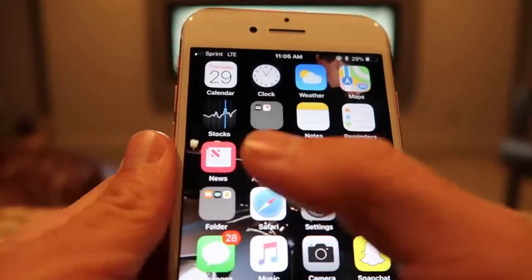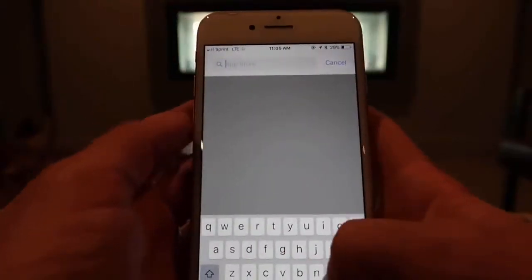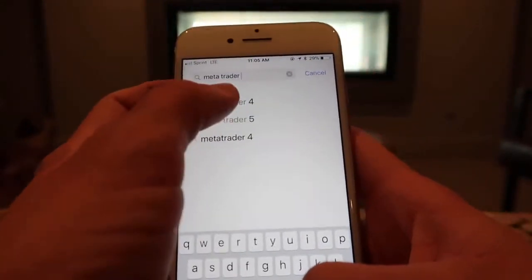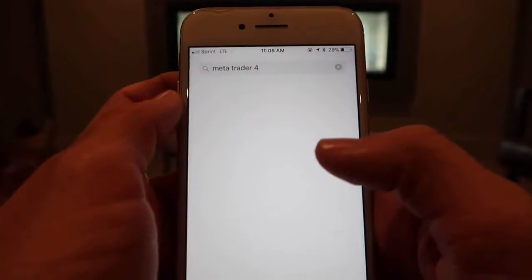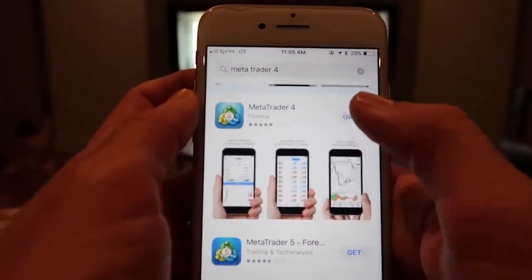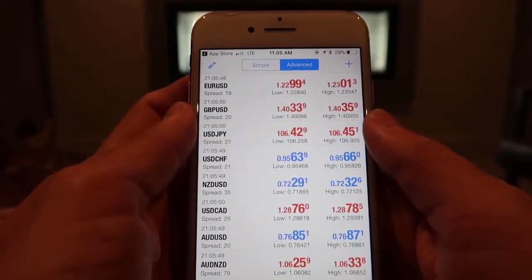If you guys do not have it, you can go to your app store. You can then type in MetaTrader 4, should pop up right there. Boom. There it is. So we're just gonna go from here and open it.